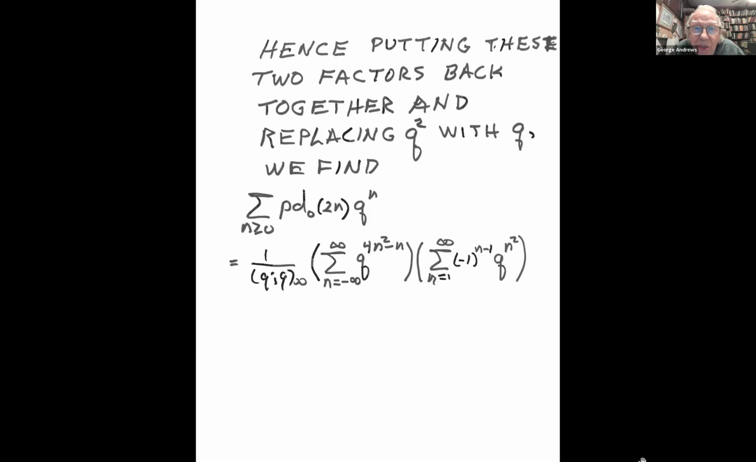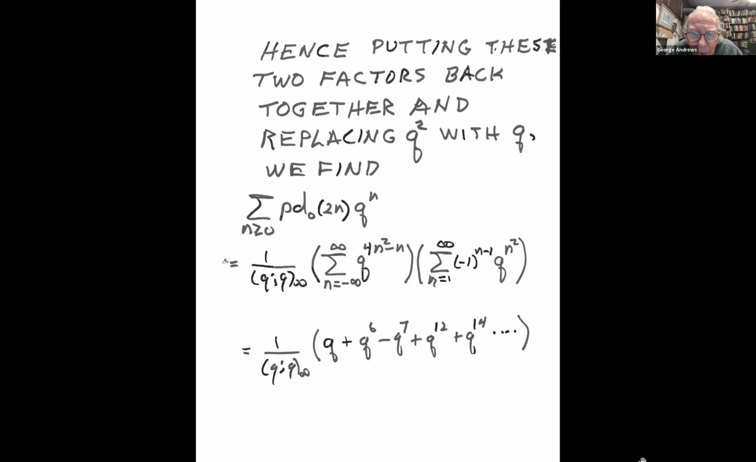So if you put these two factors all back together and replace q squared with q, then you find that the generating function for this entry in the OEIS is 1 over the standard Euler infinite product. And now you have the first factor is a full theta series, and the second factor is half a classic theta series.